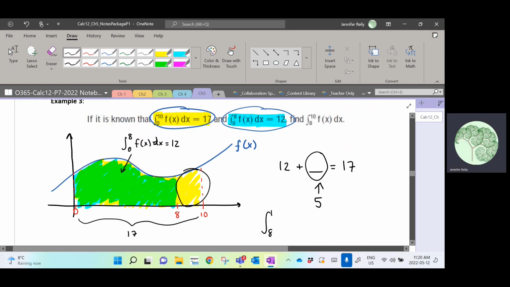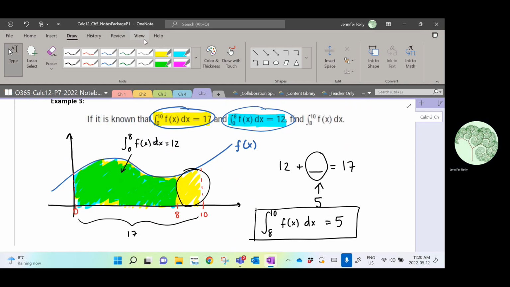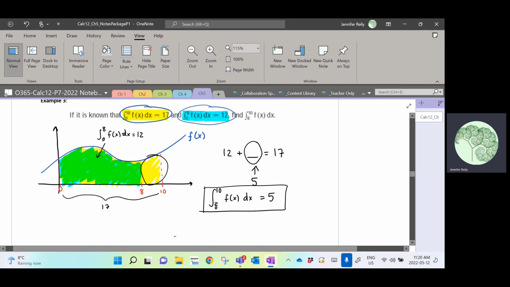So the integral from 8 to 10 of f of x dx would be 5. Okay, so again, this is just best shown from a picture. It's just logic and reasoning. So if you're asked a question like this, I would recommend you just draw it out.